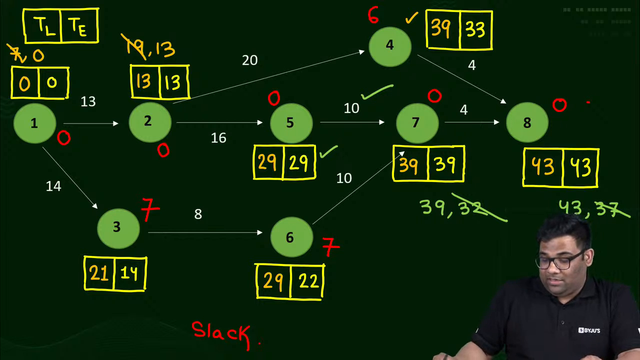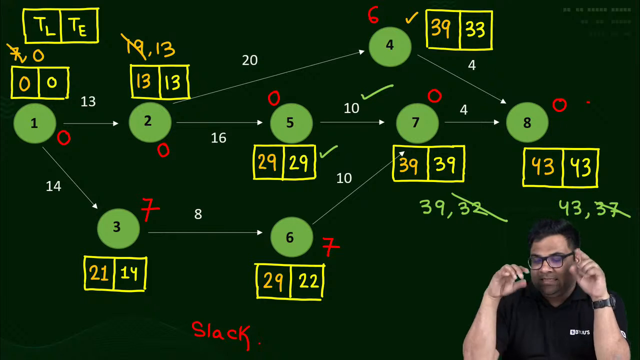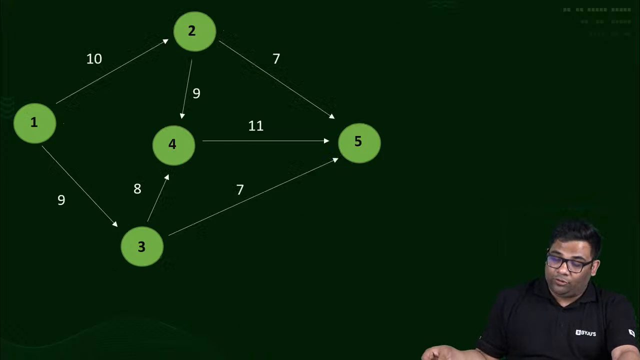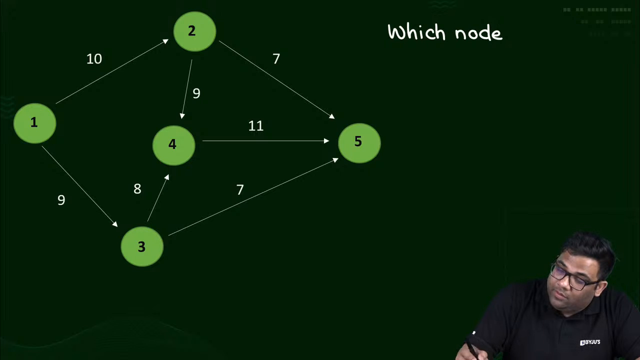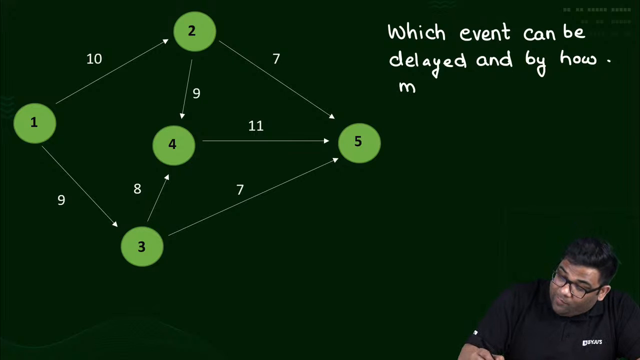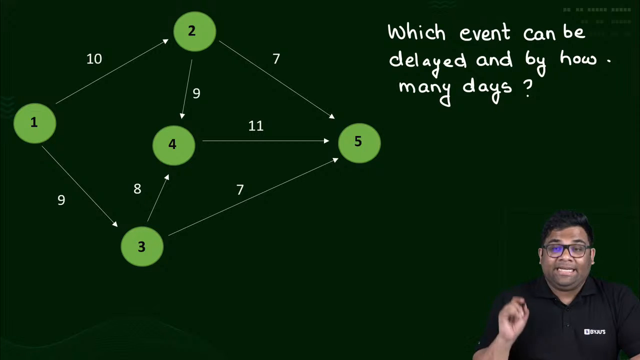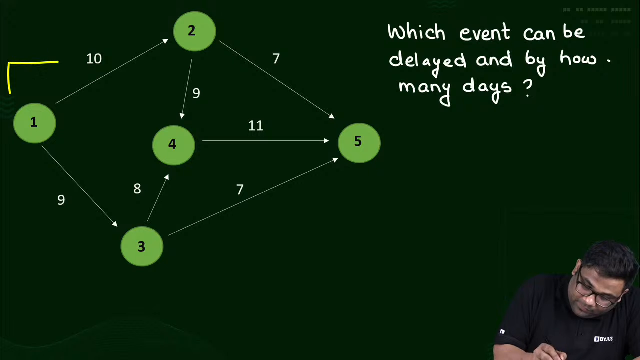So if a network is given, and I am asking you the TE, TL of any node or event, or the slack of any node or event, you can easily draw this diagram and find the answer. Understood? So I am giving you this question: which node or which event can be delayed and by how many days? If the question is like this, you find out the TE, TL of each node and the slack time of each node. So come on, start doing it yourself. I'm giving you time, do this.